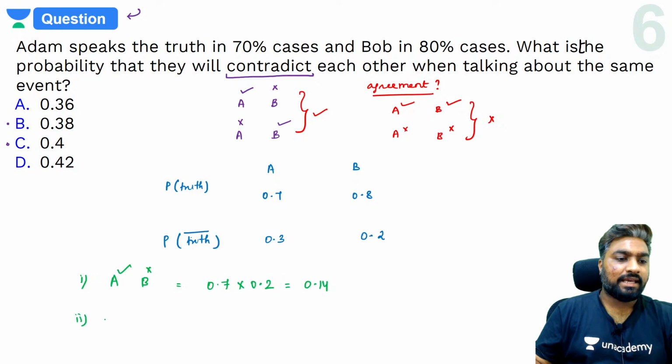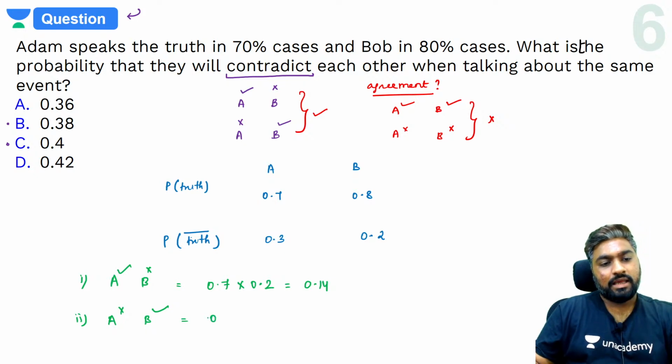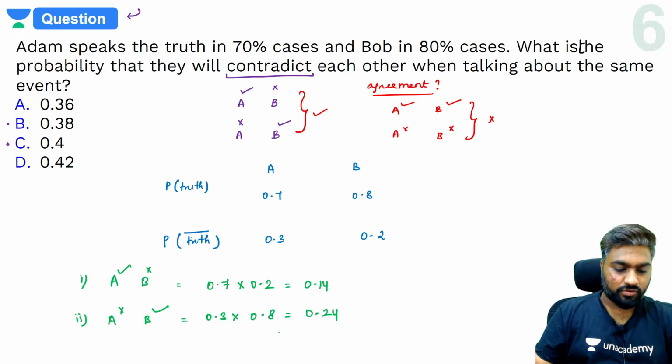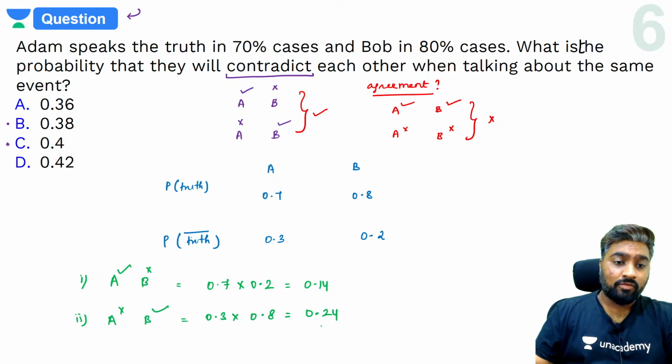Same way in the second case, A telling the lie and B telling the truth. Yes, A telling a lie, B telling the truth is going to be what? A lying is 0.3 and B telling the truth is 0.8, which is how much? 24, so 0.24.